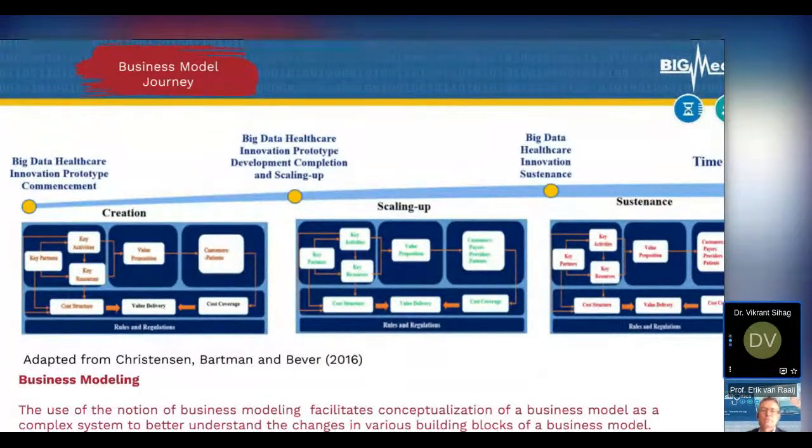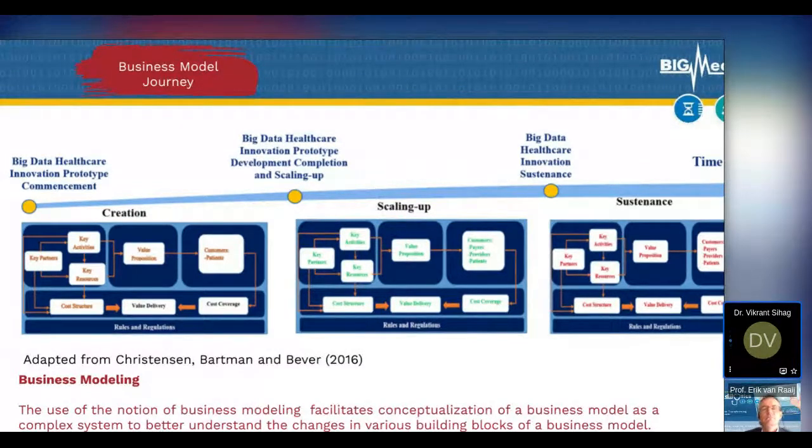So as we also looked within the BigMedilytics project, there were three phases that were involved in various pilots, which relate to creation of the pilot, so which was about prototype development, then how each pilot scaled up that prototype, and then how to sustain the prototype beyond the BigMedilytics project. Within the scope of the BigMedilytics project, we focused on the first two phases, which was about creation. So the creation of the prototype within each pilot project, and how that prototype could be scaled up so as to deliver the value.